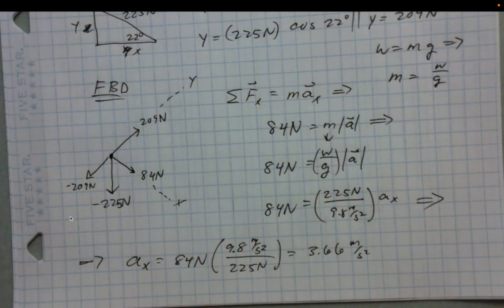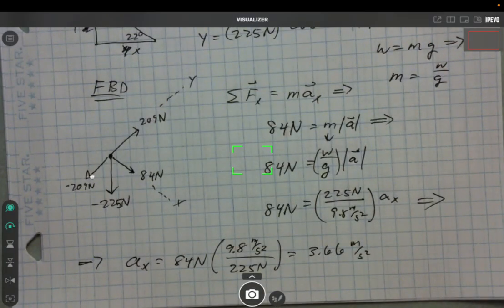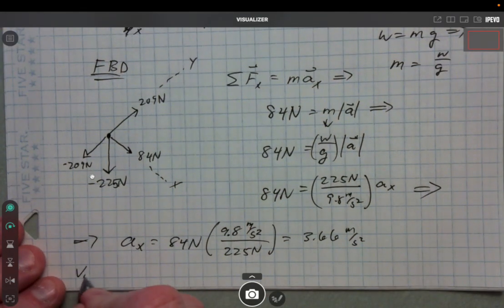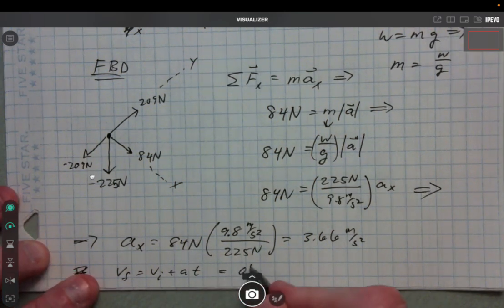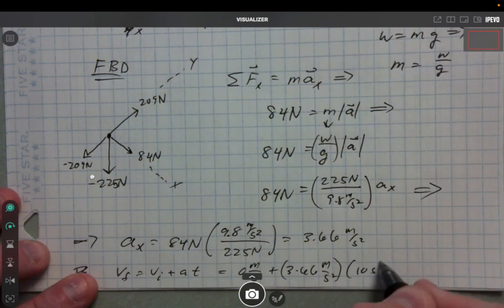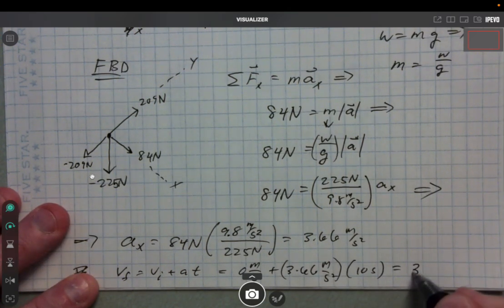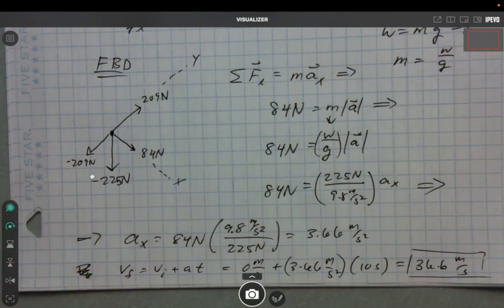That's the first part of the problem. The second part is very, very quick. We just want to know how fast this thing is going after 10 seconds. Well, we could say V final is equal to V initial plus AT. It's initially at 0 meters per second, accelerating at 3.66 meters per second squared times 10 seconds. And so 36.6 meters per second. So after 10 seconds, this thing is going pretty darn fast.